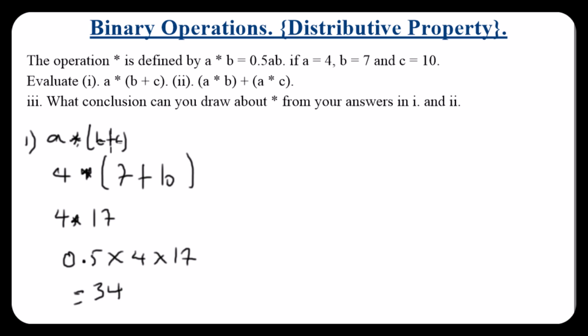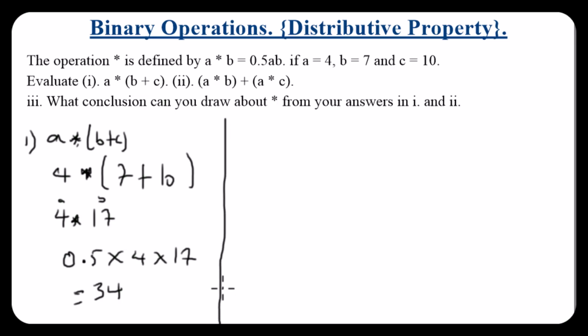For addition, we know what it means to add. So 7 plus 10, add them directly. And then we now have 4 star 17, so we assume this is A and then this is B. And then we come to what has been defined here for us and then just multiply. 0.5 times 4, that gives us 2. Same thing as saying 1 over 2 times 4. So that's 2, and 2 times 17 is equal to 34.